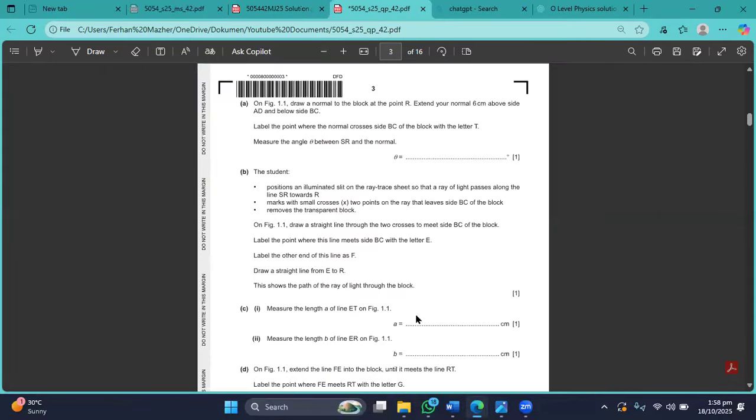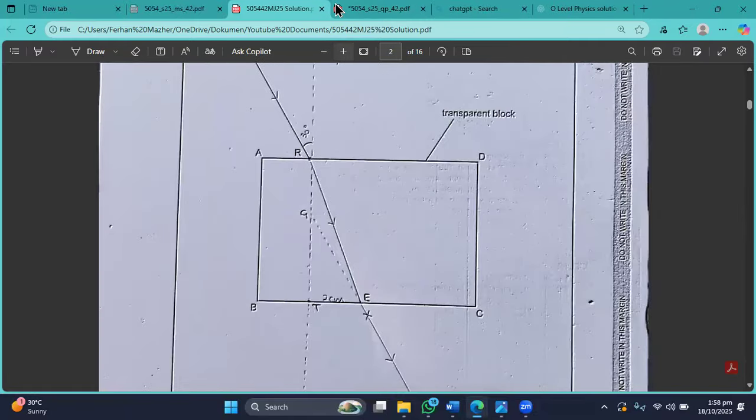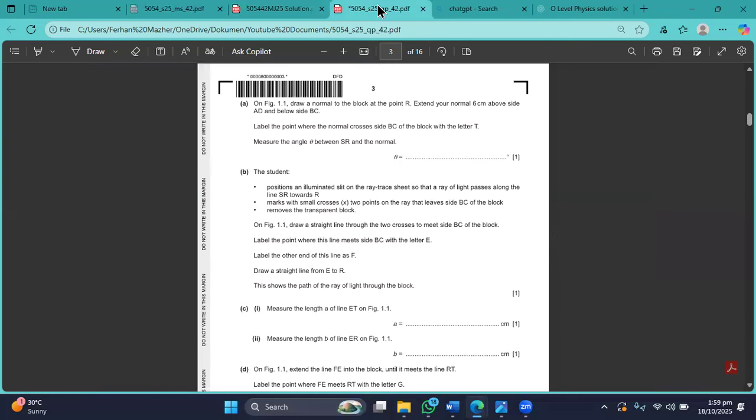He said, measure the length A of the line ET on figure 1.1. So he asked us to measure this distance ET. This point is T, this point is E. We have to measure it. When I measured it with the help of the scale, it was 2 centimeters. So with the help of the scale, measure this length E to T. Okay, ET is 2 centimeters.